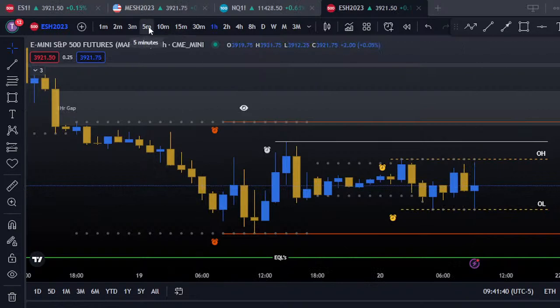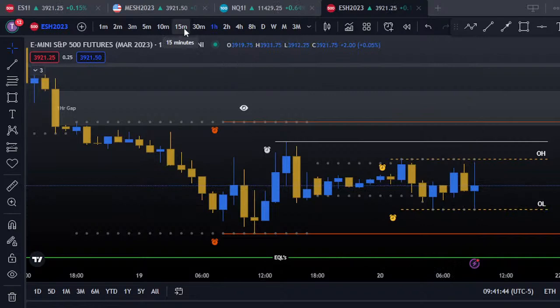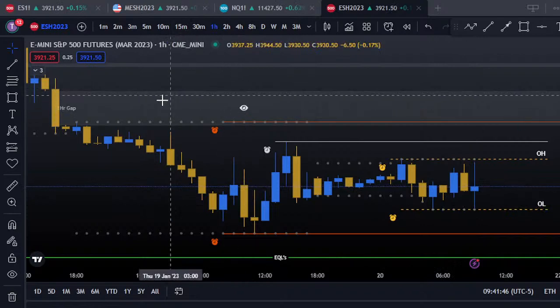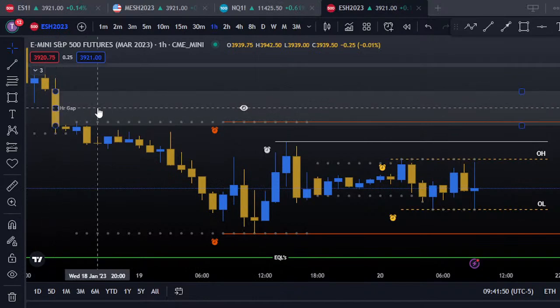It's pretty disgusting down there. Look, it left some equal lows. And here we have an hour gap, which is inside that daily gap. Price is fractal, which is something I learned from one of the people I follow. He always talks about how price is fractal.